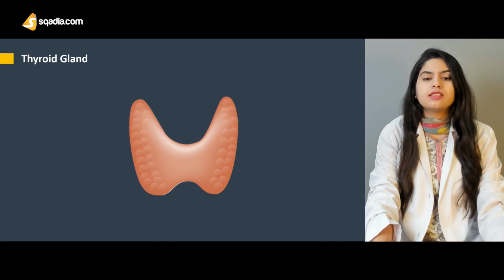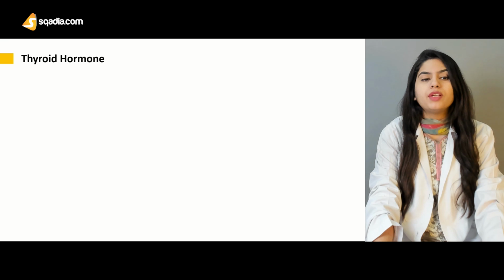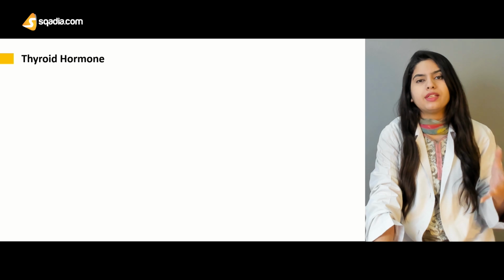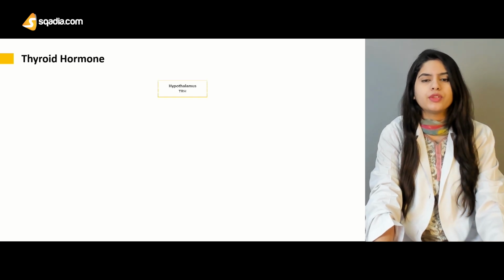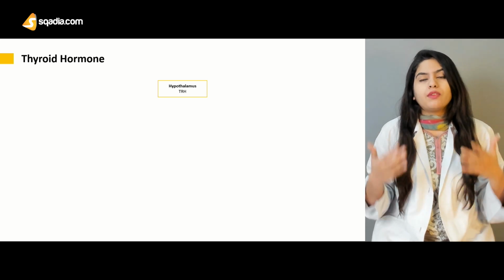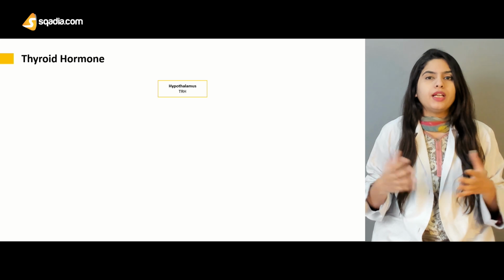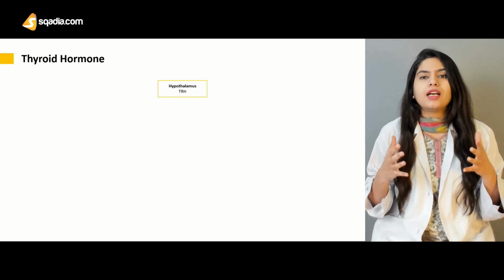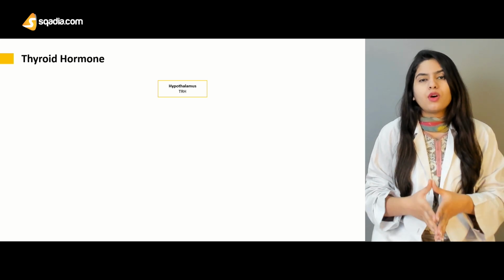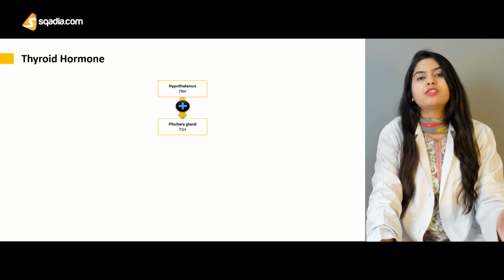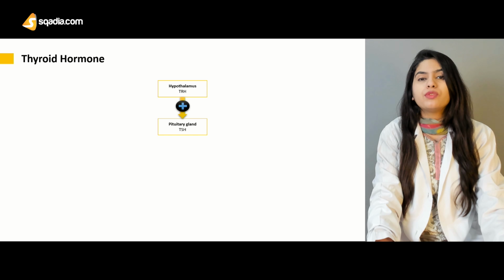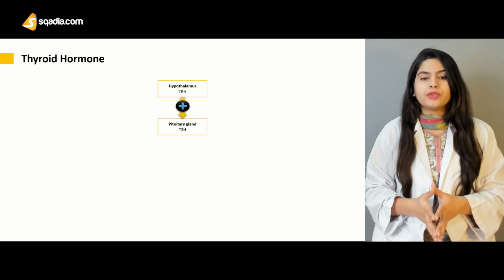Now, let's have a look at the normal physiology of the thyroid hormone to know what actually happens when there is a dysregulation of this thyroid hormone. First of all, the stimulus of thyroid hormone release generates from the hypothalamus. The hypothalamus releases the thyrotropin releasing hormone. This hormone causes the release of thyroid stimulating hormone from the pituitary gland. Basically, the pituitary releases this thyroid stimulating hormone.